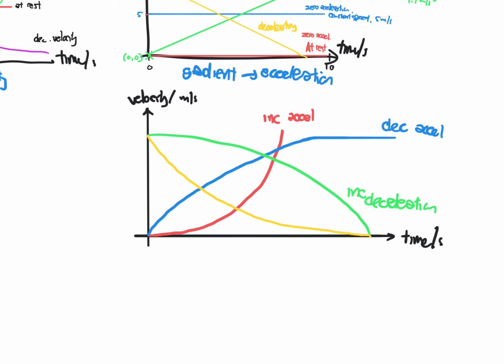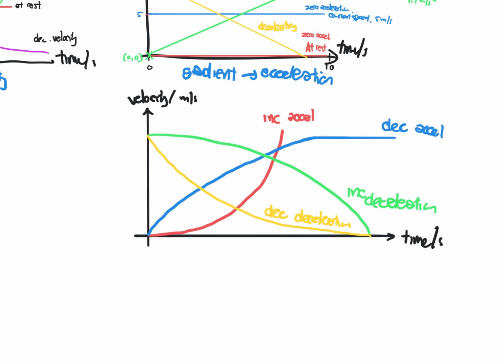Okay, increasing deceleration. And the yellow one, again, I know it's slowing down. I know it's a negative gradient, so it has to be deceleration. So I'm going to write the first one. Okay, it's deceleration. But how is it changing? How's the gradient? Is it steep to smooth? Steep to smooth. It is decreasing. My gradient is decreasing, decreasing deceleration.